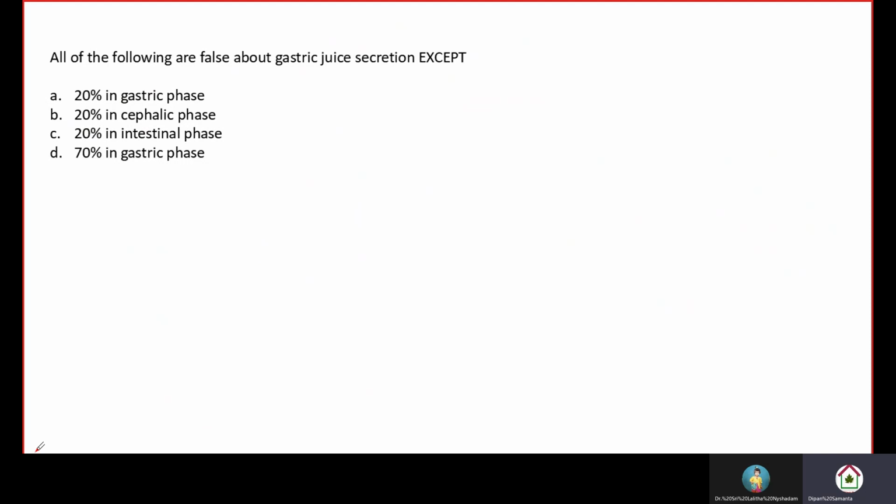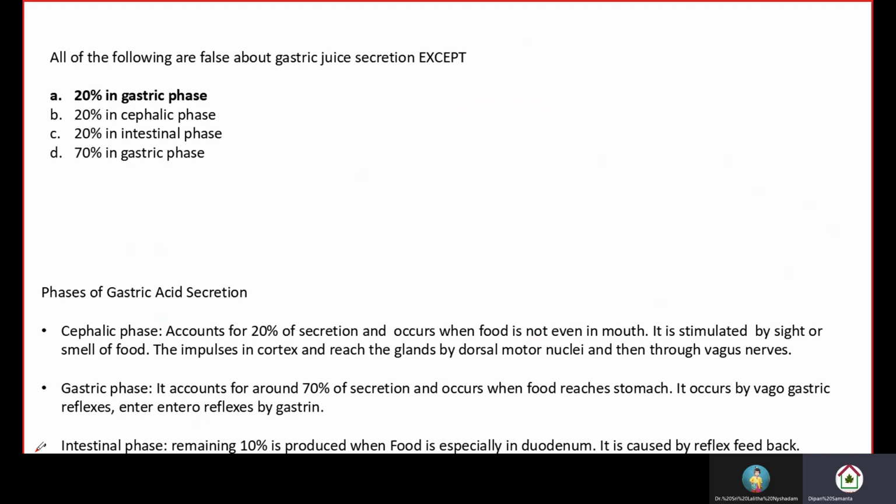Okay. Next question from GIT. All of the following are false about gastric juice secretion, except... So which one of the following is true about gastric juice secretion? Which of the following is true? 20% in gastric phase.